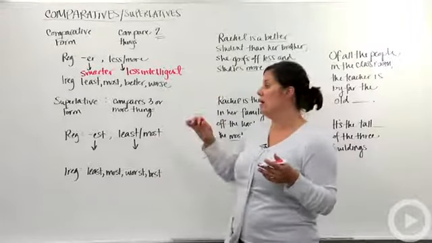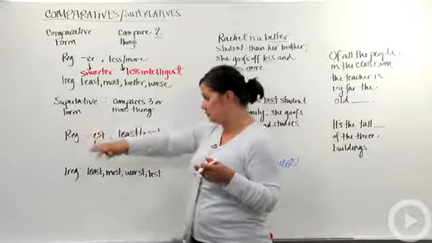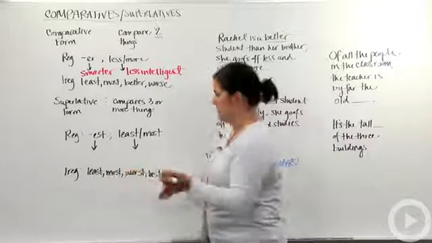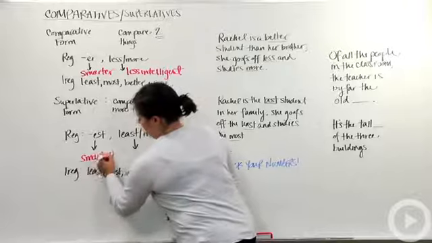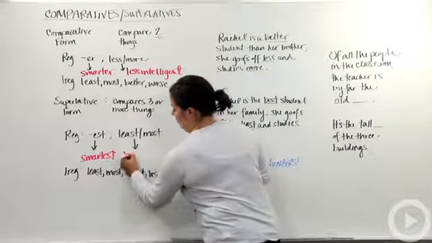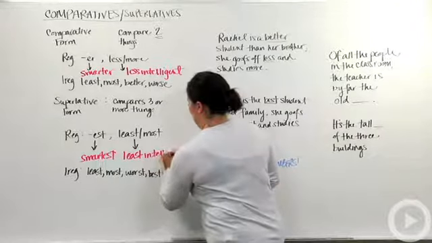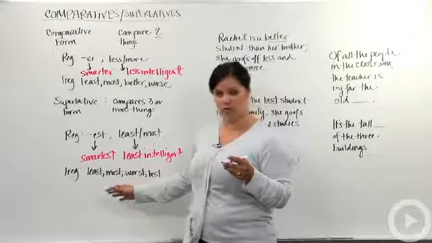Now, if you're comparing three or more things, you've got to move to the superlative form. And the regular form of the superlative is to add EST to the end. So instead of smarter, smartest. Instead of less intelligent, least intelligent. And those irregular forms shift as well to least, most, worst, and best.